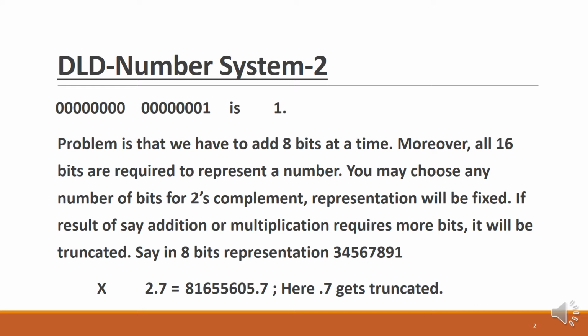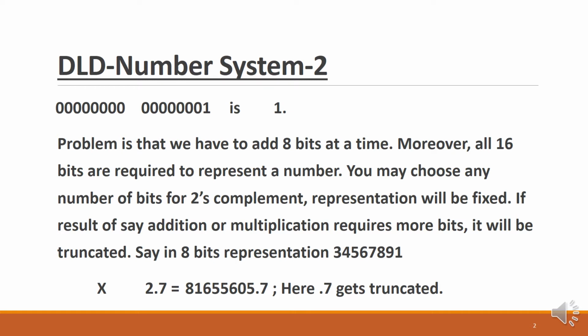So the problem is that the computer processes everything in 8 bits because the memories are organized in 8 bits. Moreover, all 16 bits are required to represent a number. If you represent 256, 16 bits are required, and if you have to represent 1, then 16 bits are required as well. So you may choose any number of bits for 2's complement, but the representation will be fixed. It will not change. It will be 16 bits always, whether you represent 1 or 256.